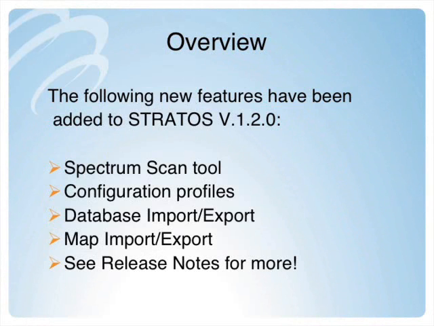Some of the features that I'll be discussing today will be the Spectrum Scan tool, the configuration profiles, database import and export, as well as map import and export. I will go through an example as to how each one of these work as well. For additional information, it is also recommended to check out the release notes on Stratos version 1.20 in order to find out what other rich and available features there are in this release.